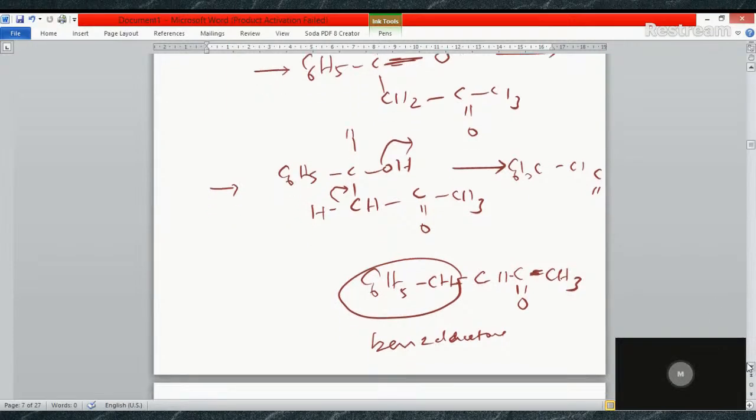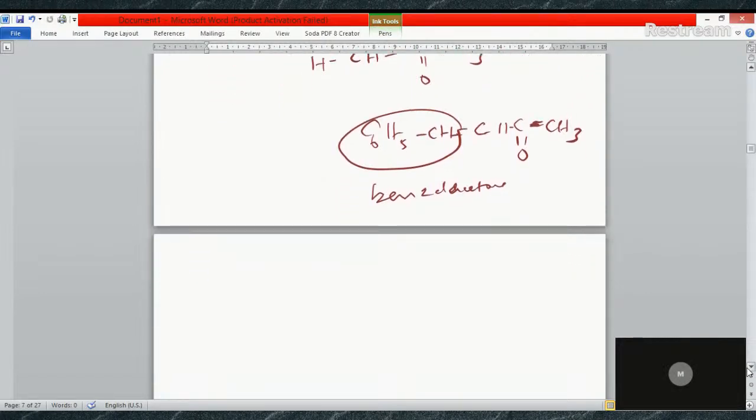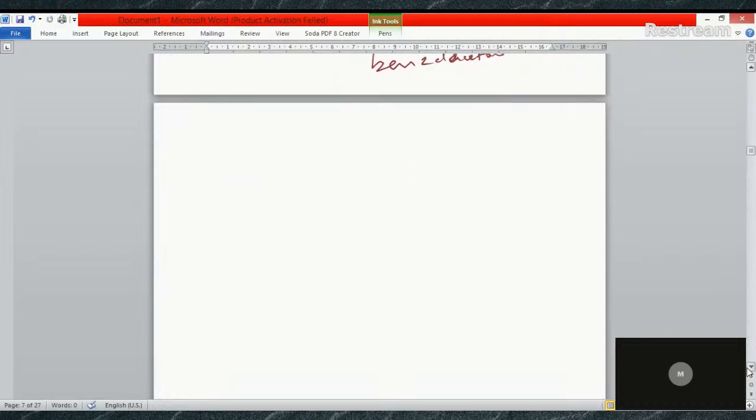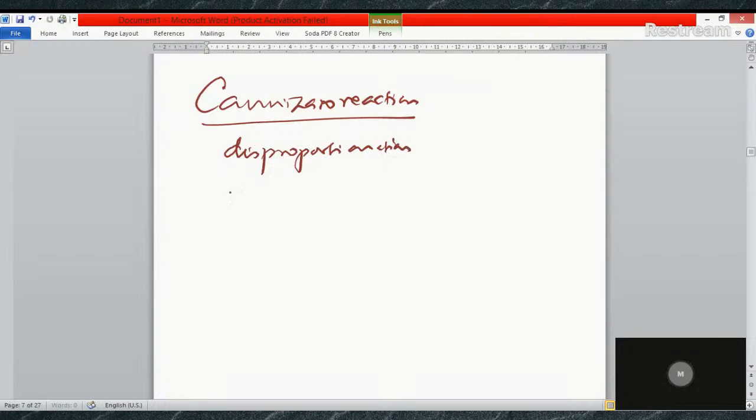followed by the Cannizzaro reaction. What is it? The Cannizzaro reaction. Cannizzaro reaction is also called a disproportionation reaction, also known as self-oxidation reduction reaction.